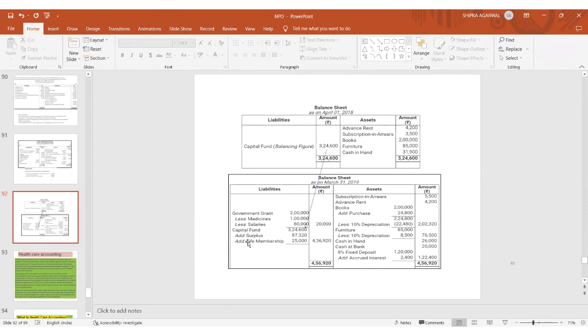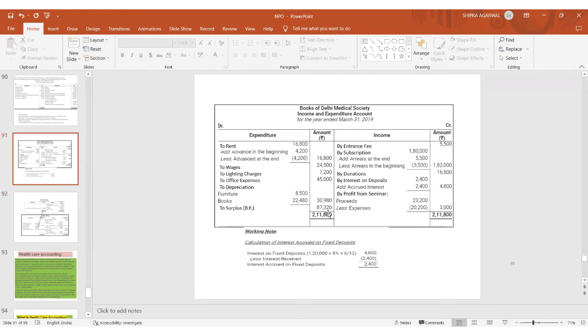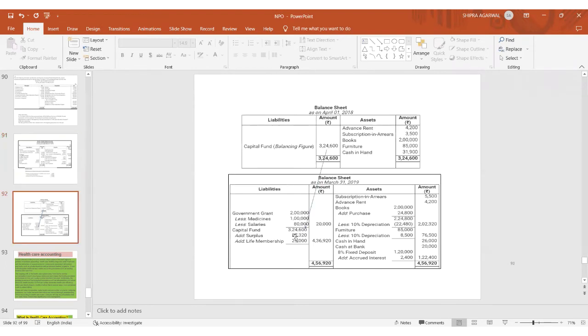So to this, I need to add the surplus that we have calculated in the income and expenditure account. That is 87,320, right? And we also need to add the amount of life membership fee that we have received. That is 25,000. So the total amount is 4,36,920. When we do the total of both the sides, we get the same answer, right?